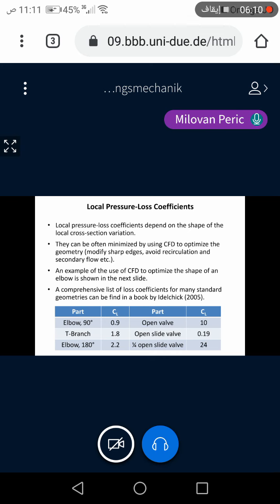Very often things are made in a certain way because it's simpler to manufacture, but about 20% of the energy that we use is spent on pumping something through pipes, and by optimizing these pieces, one could save a lot of energy.